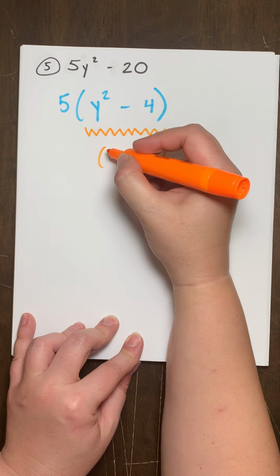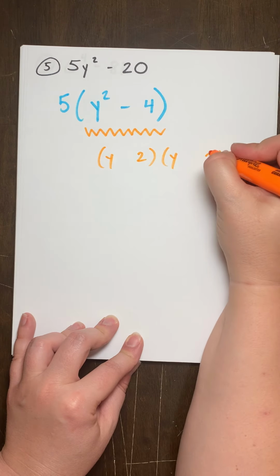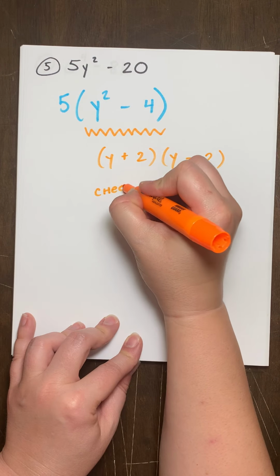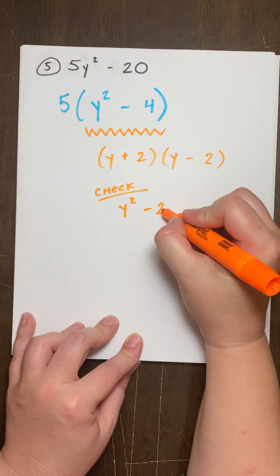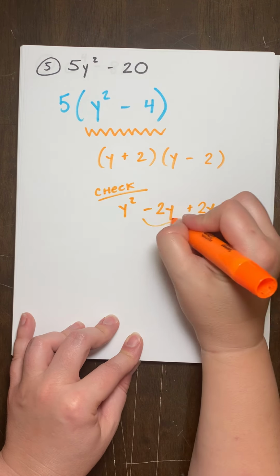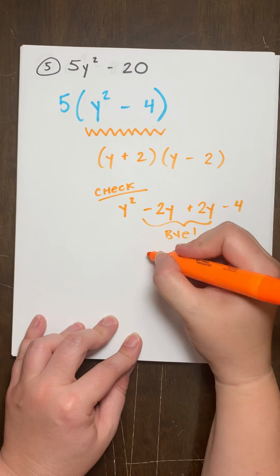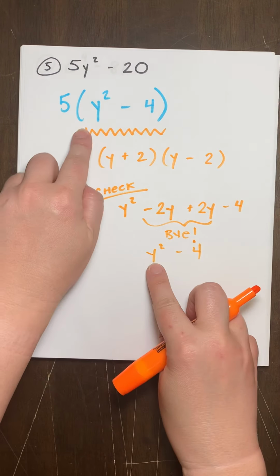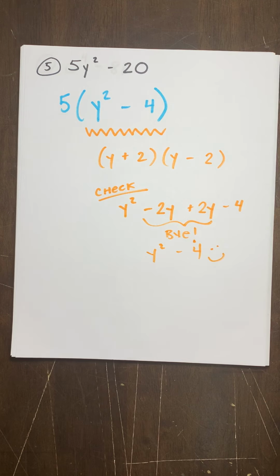Square root of y squared, y. Square root of 4, 2. One's a plus, one's a minus. Doesn't matter. Y times y. Y squared minus 4, there's your grand finale answer.